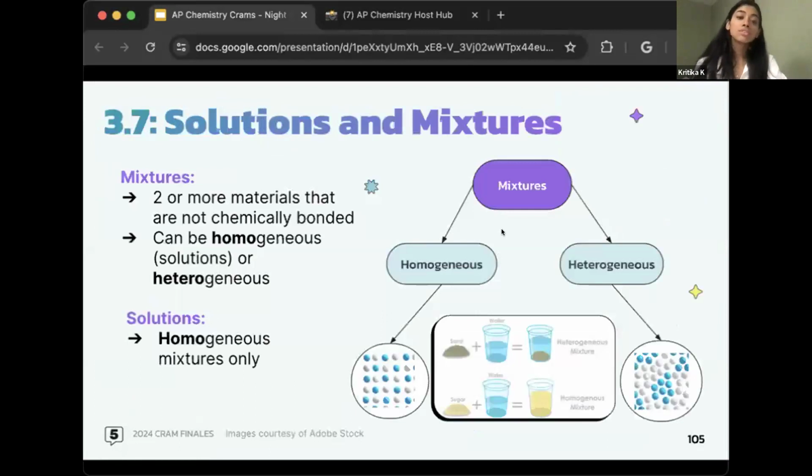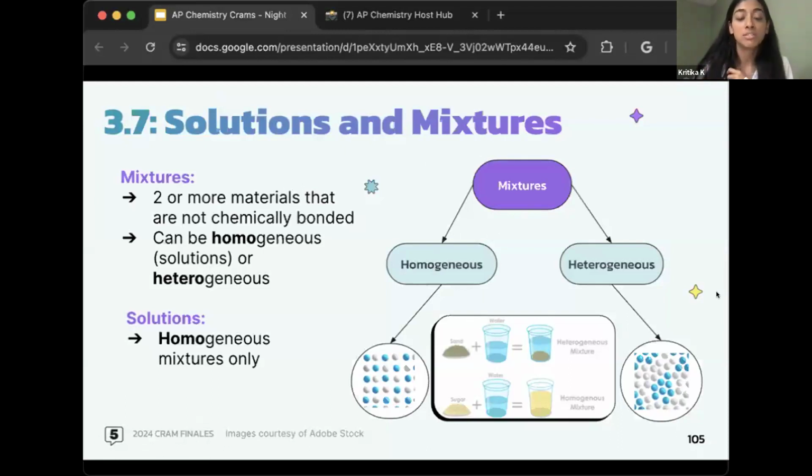Okay, now we have solutions and mixtures. A mixture is when two or more materials that are not chemically bonded are mixed together, and they can either be homogeneous or heterogeneous. As you can see, with a homogeneous mixture on the left-hand side, you're not really going to be able to tell that it is a mixture. You're not going to be able to see individual particles.